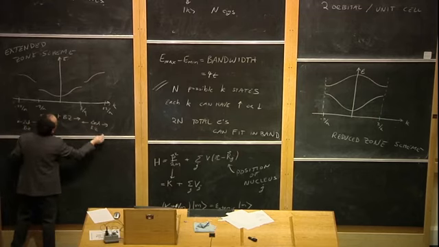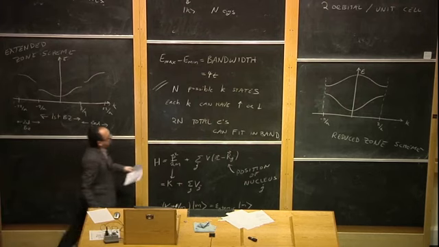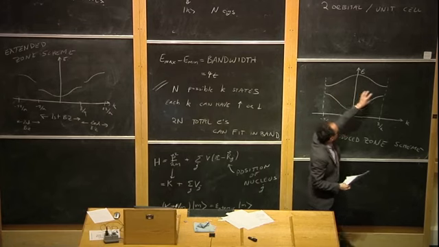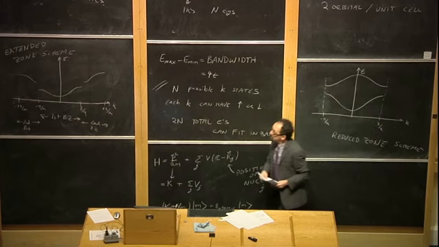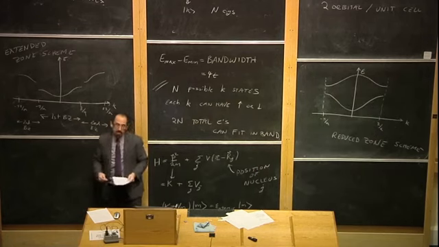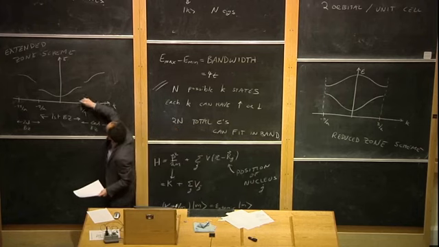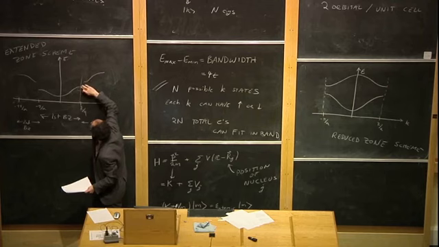BZ. Okay, so all I did was I took this piece and moved it over here by 2 pi over a, and this piece and moved it over here by 2 pi over a, such that at each possible k, there's only one excitation. And in either case, this is supposed to line up right at the Brillouin zone boundary.